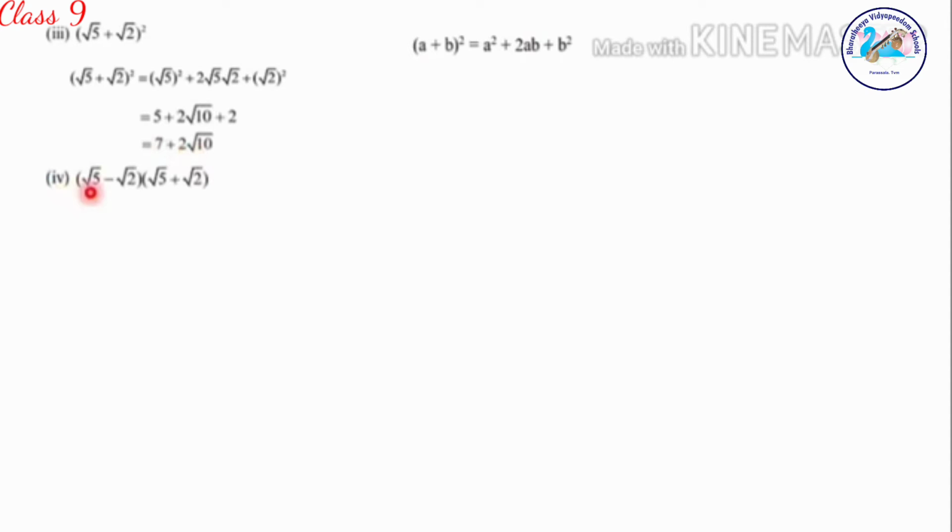Question number 4. Root 5 minus root 2 into root 5 plus root 2. This is in the form a minus b into a plus b. A similar question we have done before. So this question you will do as homework.